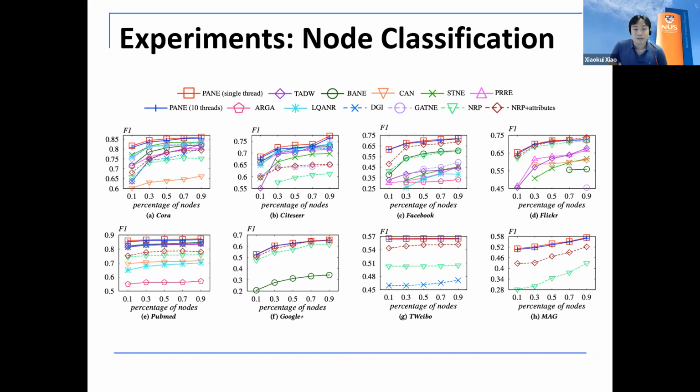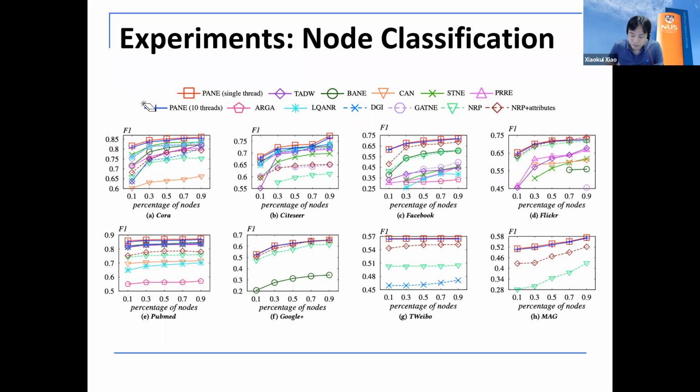So these are the results that we have for node classification. You can observe that the best performing methods in all cases are these two methods, which are the single thread version of our method, as well as the 10-thread version of our method. The 10-thread version is slightly worse than the single thread version because in order to facilitate parallel computing, we need to do some approximation in our computation, and that degrades the quality of the embedding a little bit.